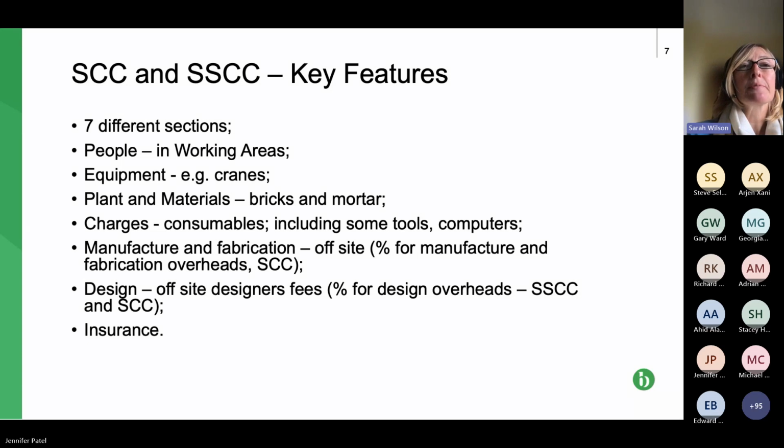Next one is manufacture and fabrication. Now, the key to this is that it's off-site manufacture and fabrication. So I suspect for most CECA members, that means a third party carrying that out. And the penultimate one is design. Again, that's off-site design, and I've already said, I suspect that would probably be designed by a consultancy firm or possibly your own internal designers. The final one's insurance.